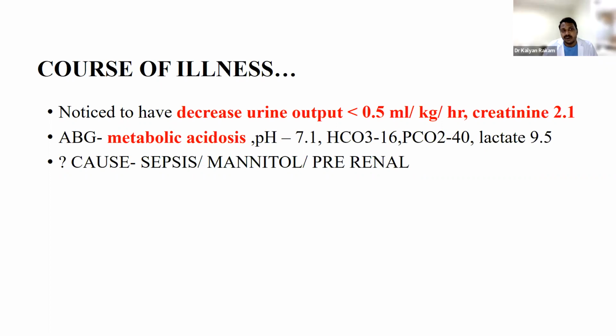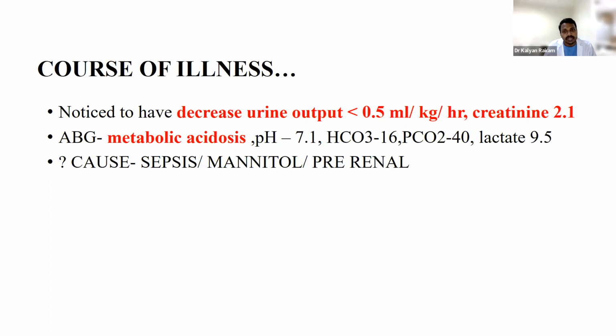So what could be the causes of acute kidney injury in a patient with acute liver failure? The causes could be sepsis. Infections, such as urinary tract infection, can cause a decrease in urine output and AKI. Also, drugs like mannitol, as we already discussed, can cause renal failure. And also pre-renal causes: if the patient is not adequately fluid resuscitated or has persisting hypotension, kidney perfusion will decrease. That can cause pre-renal failure.